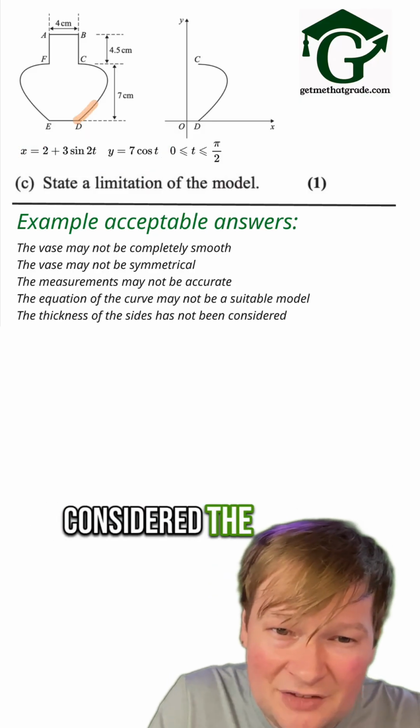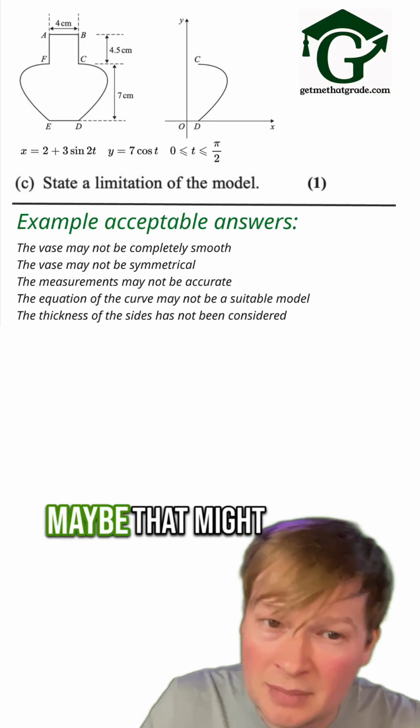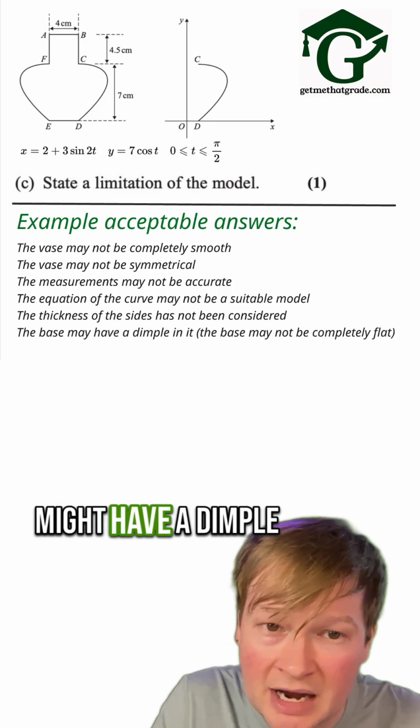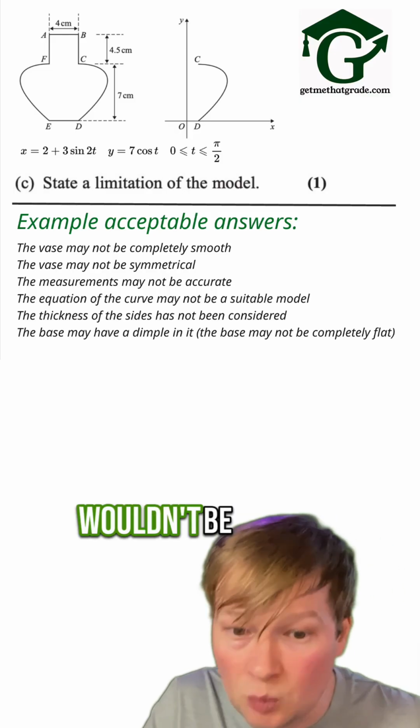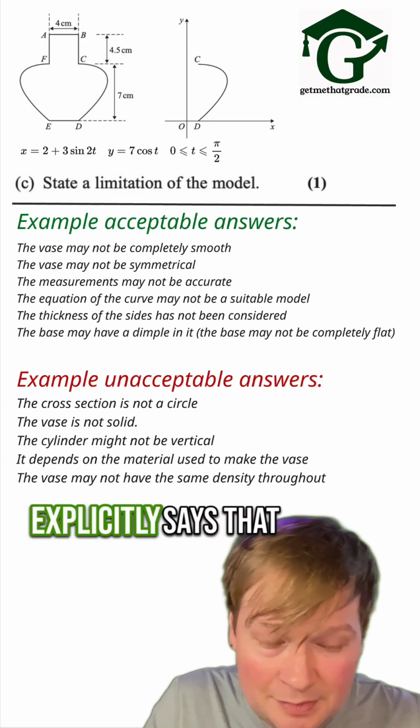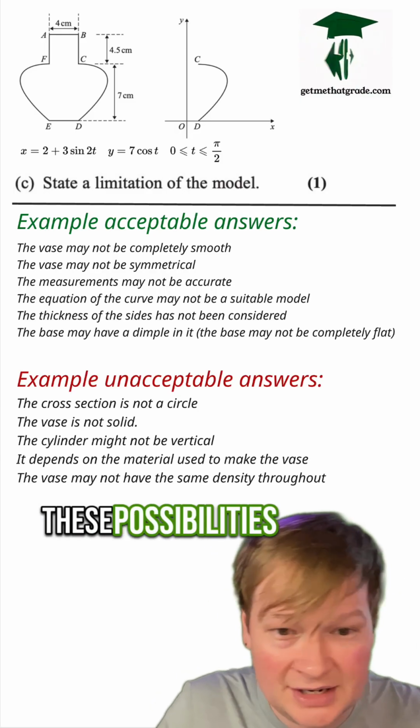Maybe we haven't considered the actual thickness of the sides. Maybe that might affect the volume. And maybe, anything sensible really. Maybe the base might have a dimple in it. But there are some things that wouldn't be acceptable to say. You can read these through here. The mark scheme explicitly says that these possibilities would not score the mark.